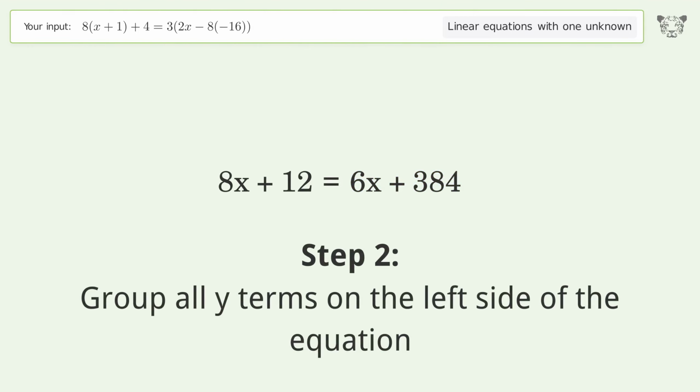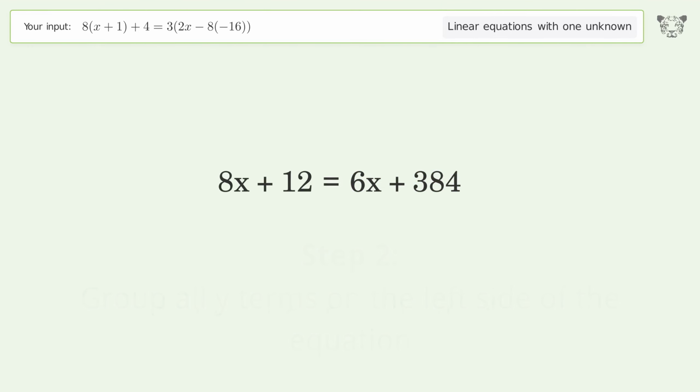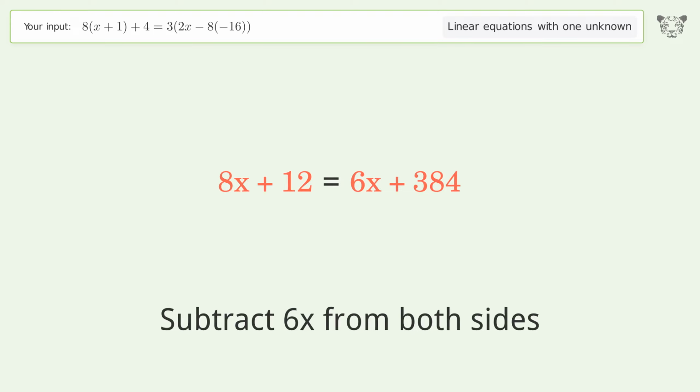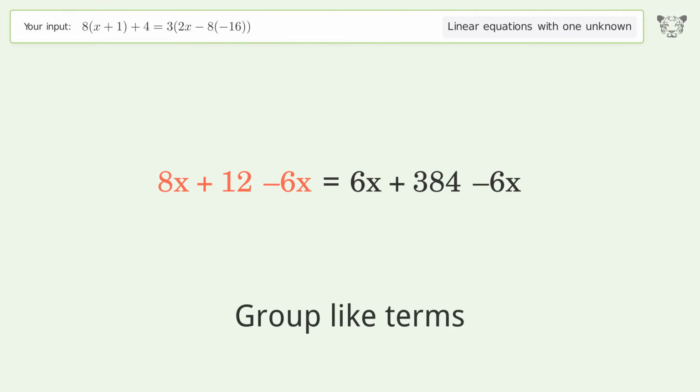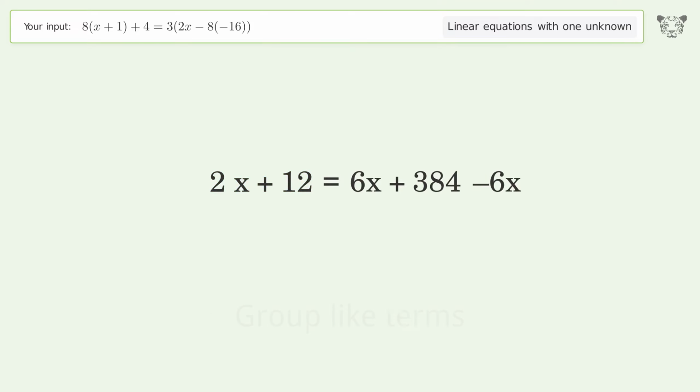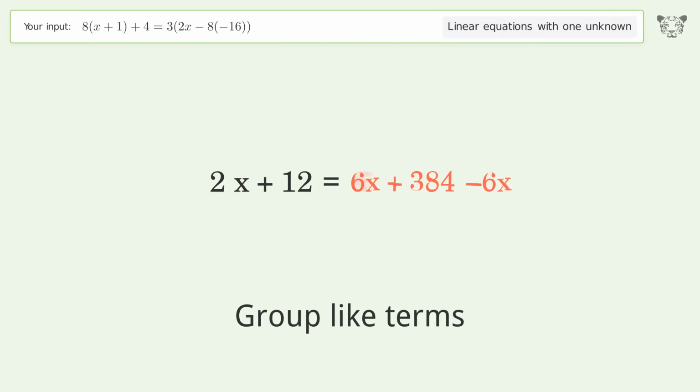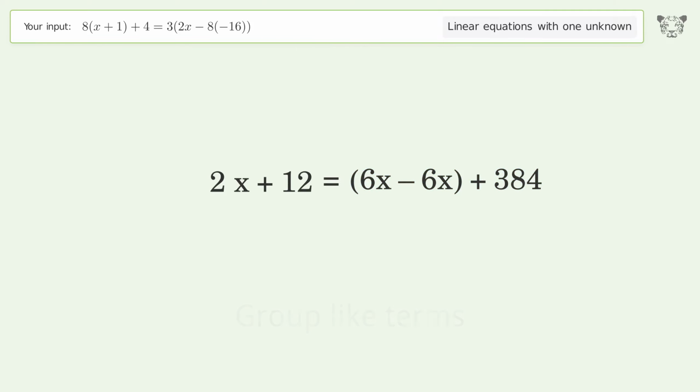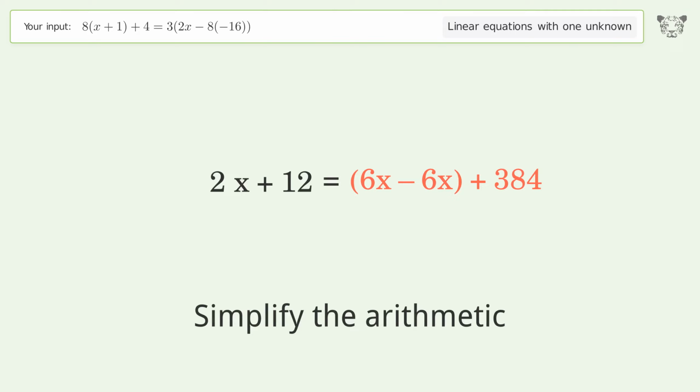Group all y terms on the left side of the equation. Subtract 6x from both sides. Group like terms. Simplify the arithmetic. Group like terms. Simplify the arithmetic.